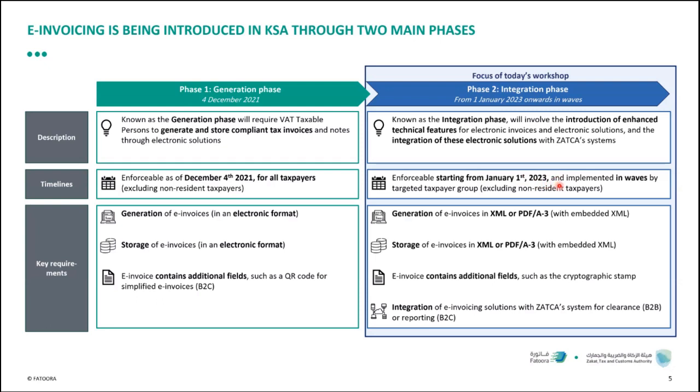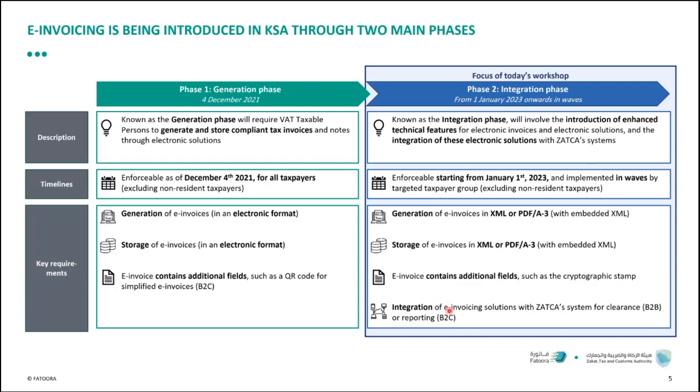So the difference between phase 1 and phase 2, when it comes to the technicalities in terms of generation and storage, is that now we are enforcing the format of the invoice. It has to be an XML or a PDF/A-3 with an embedded XML. We have provided all the documents detailing the requirements for these types of format. We also added some more fields to ensure the security and integrity of the invoices. One example of that is the cryptographic stamp. And finally, we are also requiring the taxpayers to integrate with the ZATCA platform.